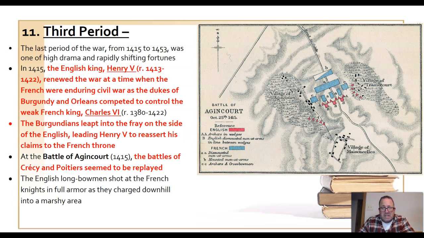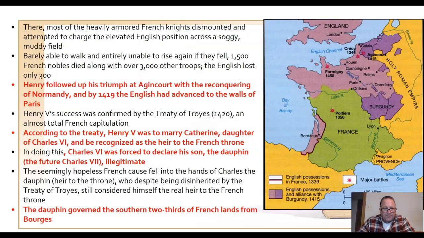And there was a significant battle that took place in 1450. It's called the Battle of Agincourt. I can pronounce some of these words. And guess what? It's exactly like the Battle of Crécy and the Battle of Poitiers. They're using the knights again against the longbowmen. And, of course, the French are defeated. So now this is the way the peace treaty goes down.